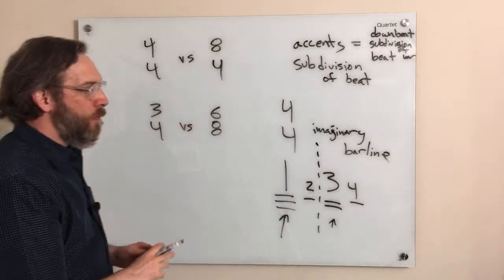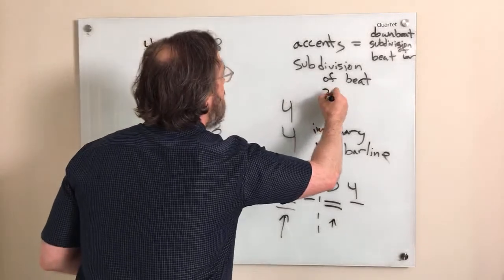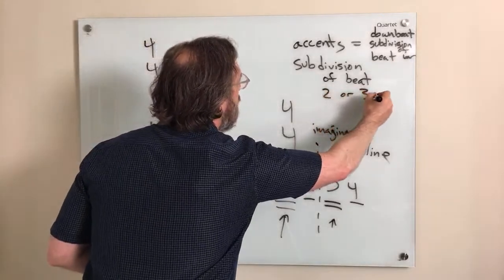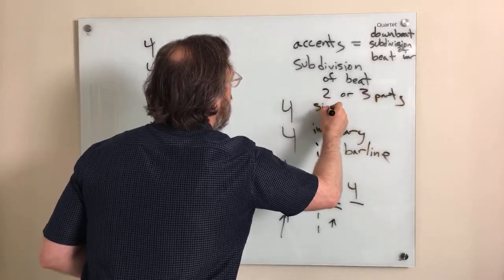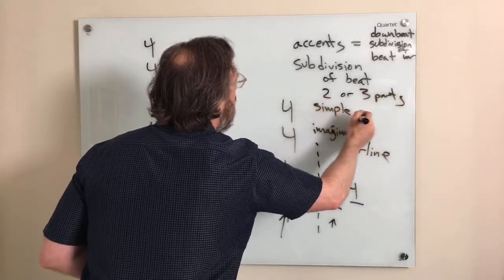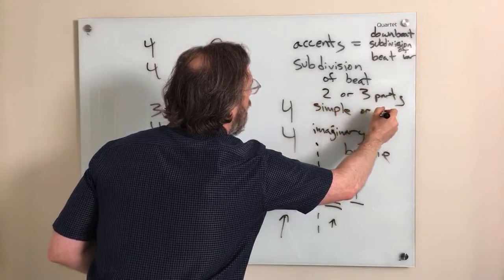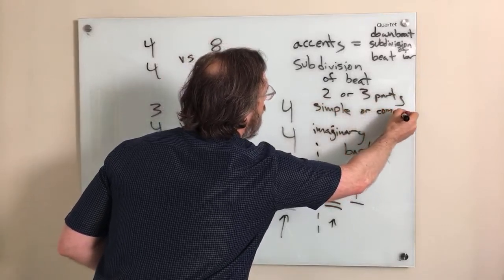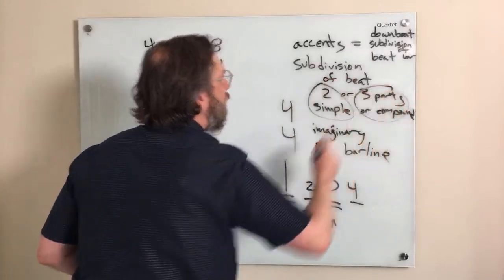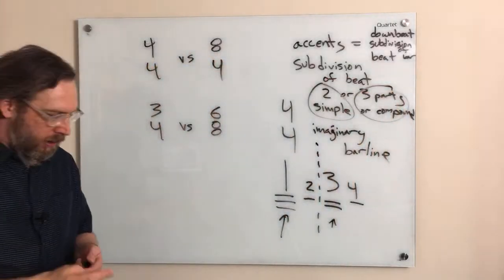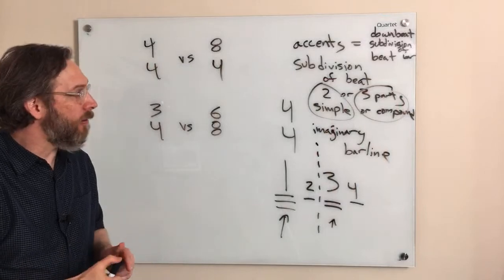After that, within every beat, subdivision is into 2 or 3 parts. And this is called either simple meter or compound. Those are the words they use. So if there's 2 divisions of the beat, it's called simple meter. If it's 3, it's called compound.